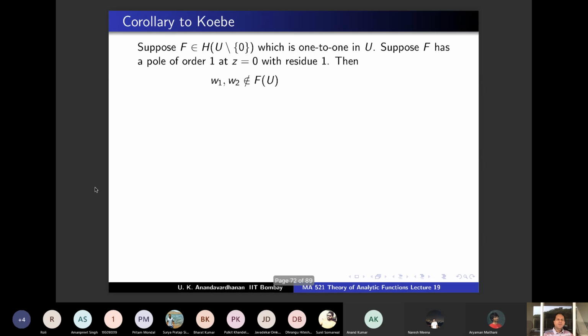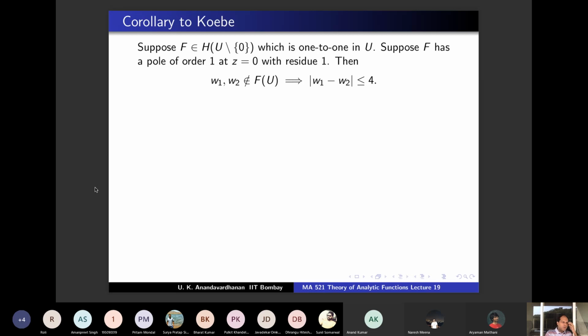If you have such a function, then the result says that if W1 and W2 are outside the image, then, by the Koebe one-quarter theorem, |W1 minus W2| is less than or equal to 4. This is not holomorphic; it is something with 1 by z plus a power series, which is one-to-one, like in the area theorem. So again, a very nice result: if you take two points outside the image of this kind of function, then |W1 minus W2| is at most 4. One-to-one is important in all these results.